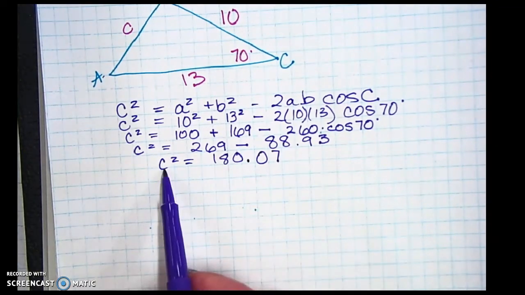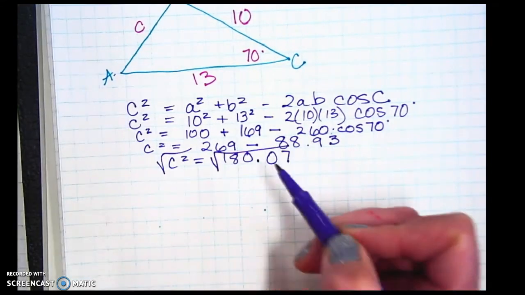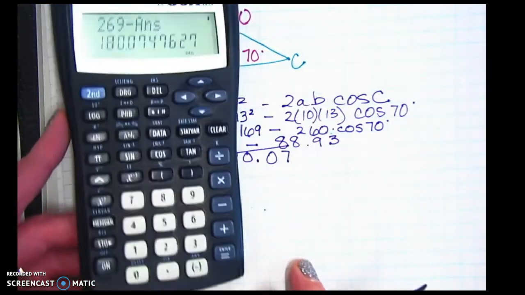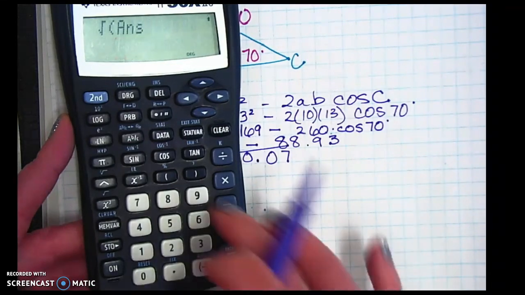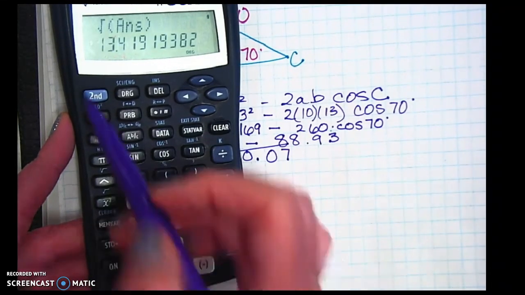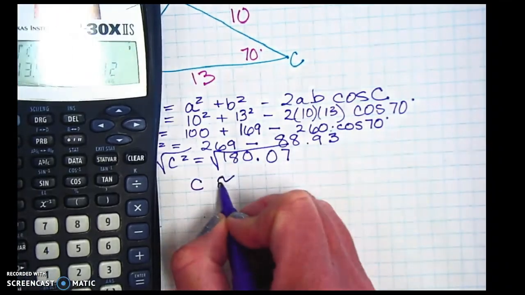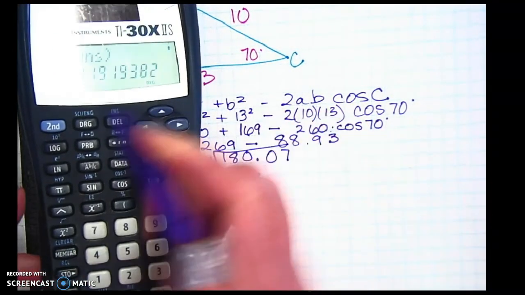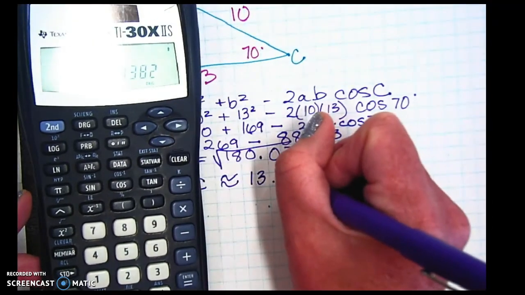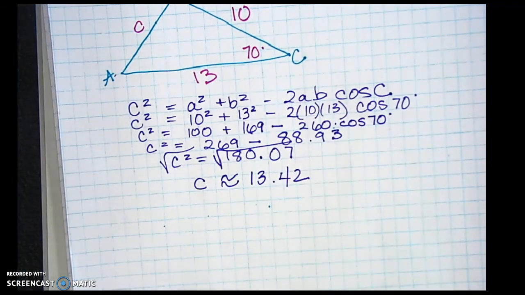So 180.07. And I want to get C, so I do what to both sides? Square root. Okay. So just leave that answer in there, right? And go second square root, second answer. Hit the equal sign and it gets it for you again. So 13.41, but there's a 9 next to it, so we're going to round. I'm definitely going to use the wavy equal sign. And 13.42. And that's how you do one. All right? Any questions on example number 1?